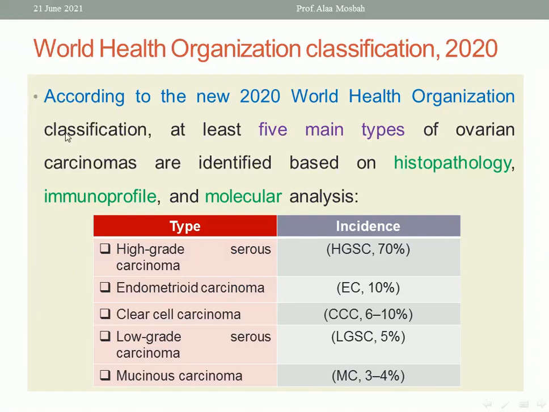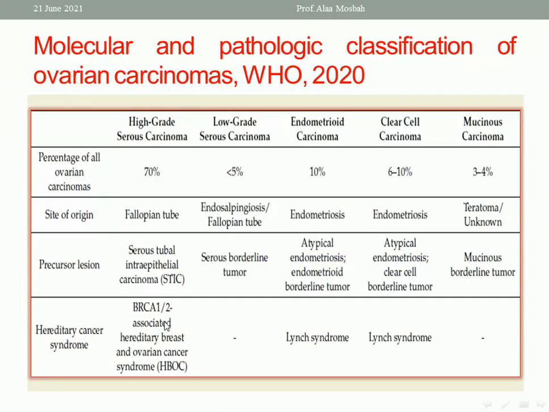Recently, in 2020, the WHO defined 5 main types of ovarian carcinoma and published in literature. The 5 types include the high-grade serous carcinoma, constituting 70%, endometrioid carcinoma 10%, clear cell carcinoma 6 to 10%, low-grade serous carcinoma 5%, and the mucinous carcinoma 3 to 4%. And this is the table which shows the 5 types reported by the WHO.